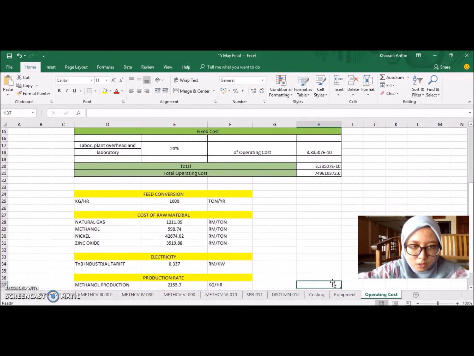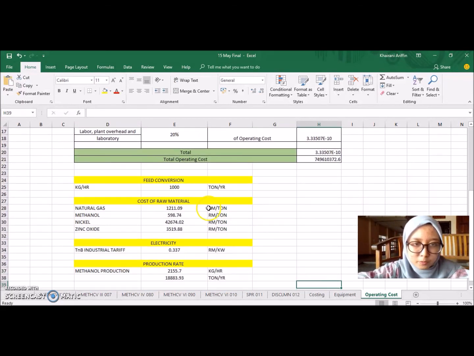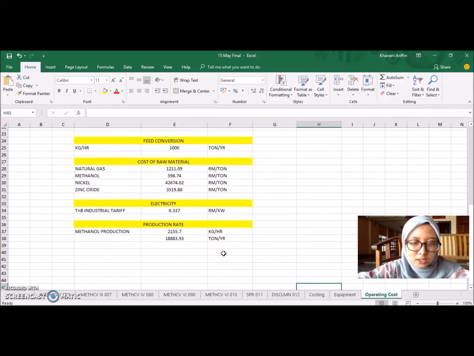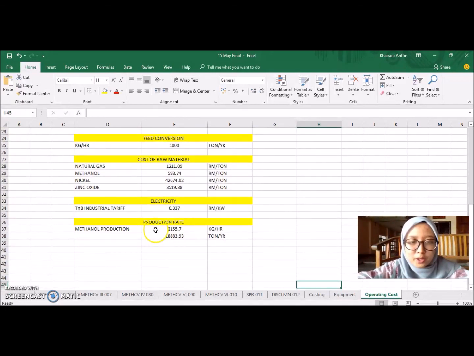Okay, so this is feed conversions of our design, and this is cost of our raw materials, and this is the tariff of our electricity, which is 0.337 per kilowatts, and this is our methanol production rate. This is in kg per hour, and then we convert it into the ton per year. Okay, I think that's all from me. Thank you.